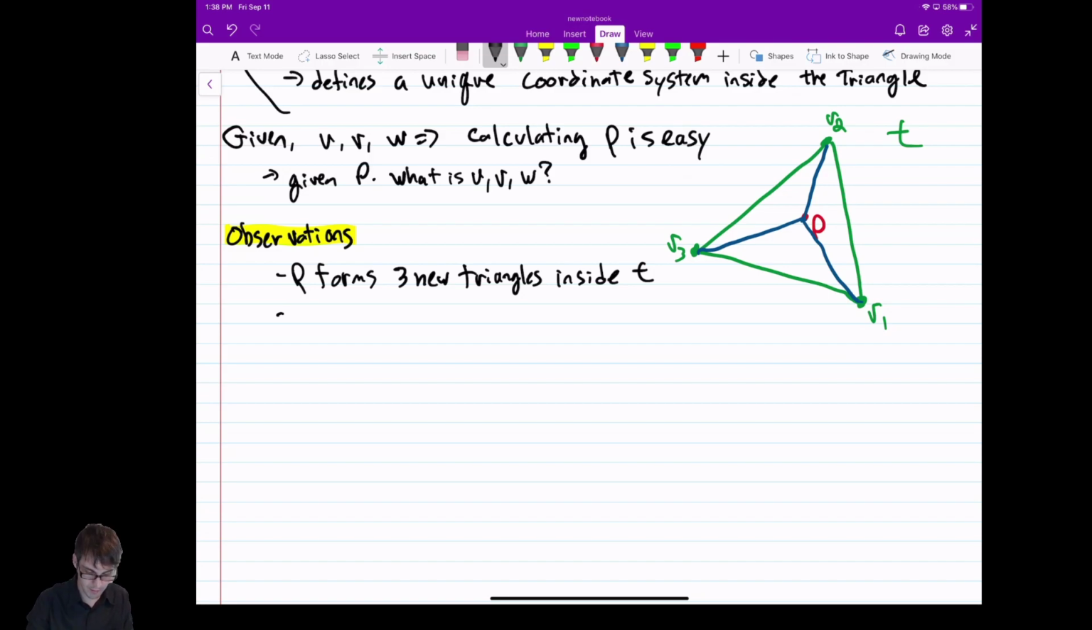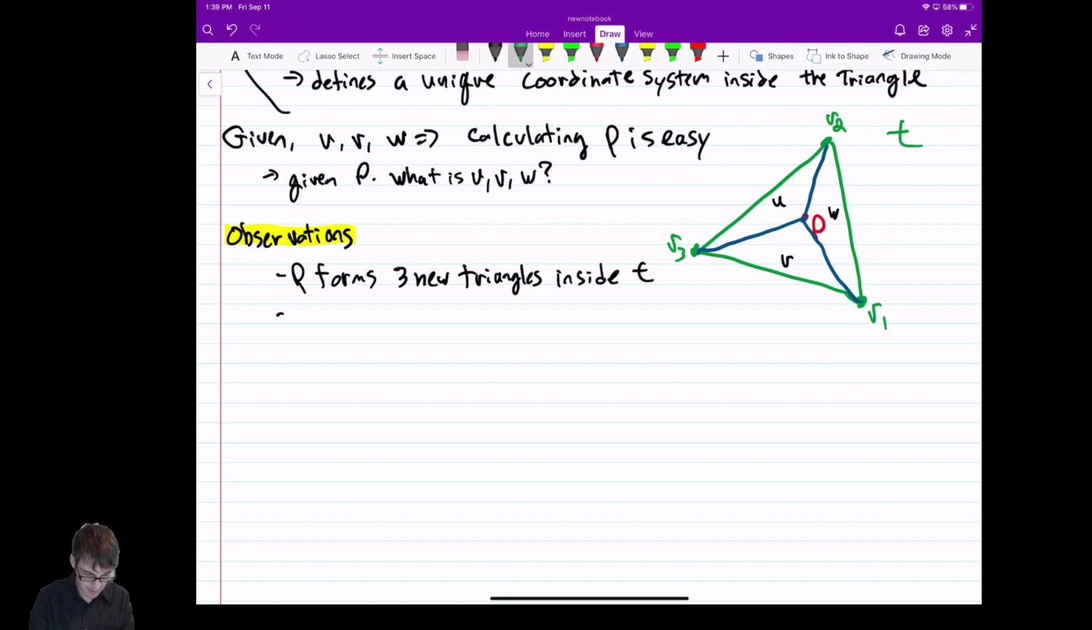What I was trying to say was I'm going to label these little mini triangles with U, V, and W. I wonder why he chose the same letters. So I'm going to call these triangles U, V, and W.